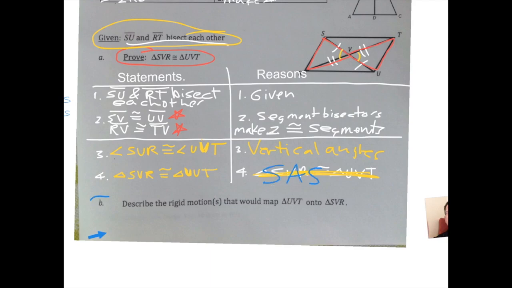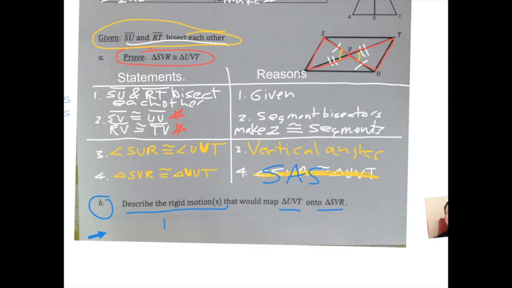Now the last part of this question says to describe the rigid motion or motions that could take the one red triangle and place it on top of the other red triangle. Did you get a chance to think about that? If not, think about it right now. How could you take the one red triangle and place it on top of the other? Would it be a reflection? Would it be a rotation? Would it be a translation?